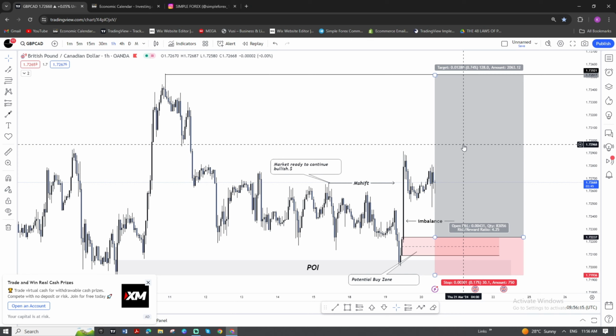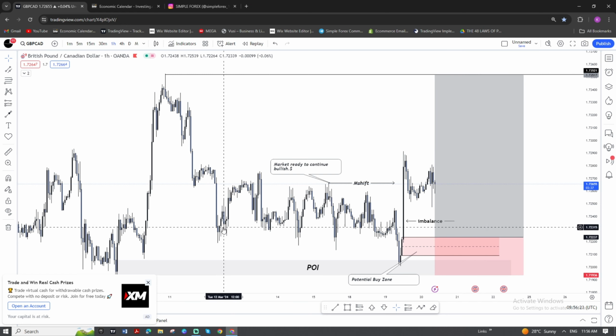So today we're going to be doing a weekly market analysis. I'm going to be looking at a few currency pairs that we are willing to take entries on for this week. First of all, as you can see from my screen, I have opened the GBP CAD pair. So I'm going to be taking the buys from this pair.